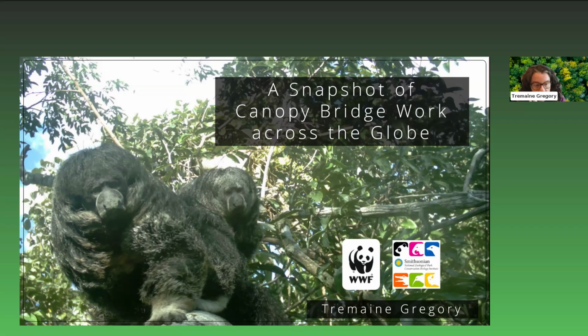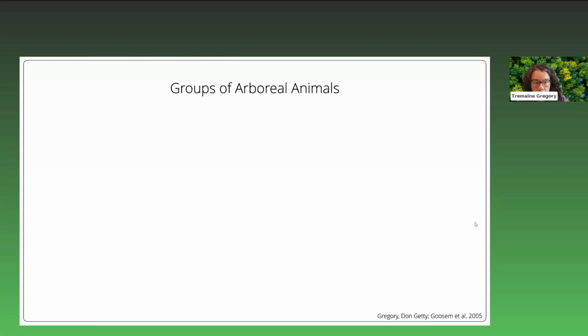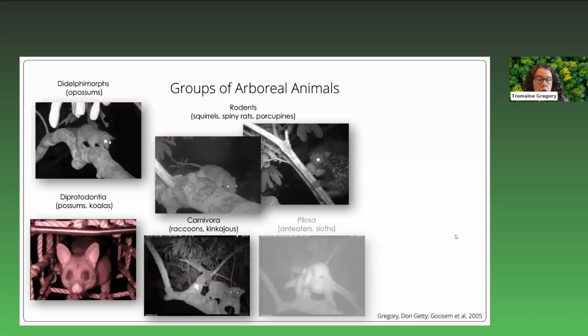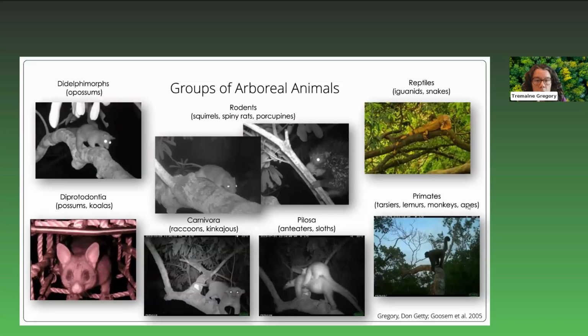So I'm at the World Wildlife Fund, and I'm also a research associate at the Smithsonian. So we could go to the next slide, please. So you can just go ahead and click through here, Steve. I just wanted to show some of the different groups of arboreal animals that we have around the world. As you can see, there are many.